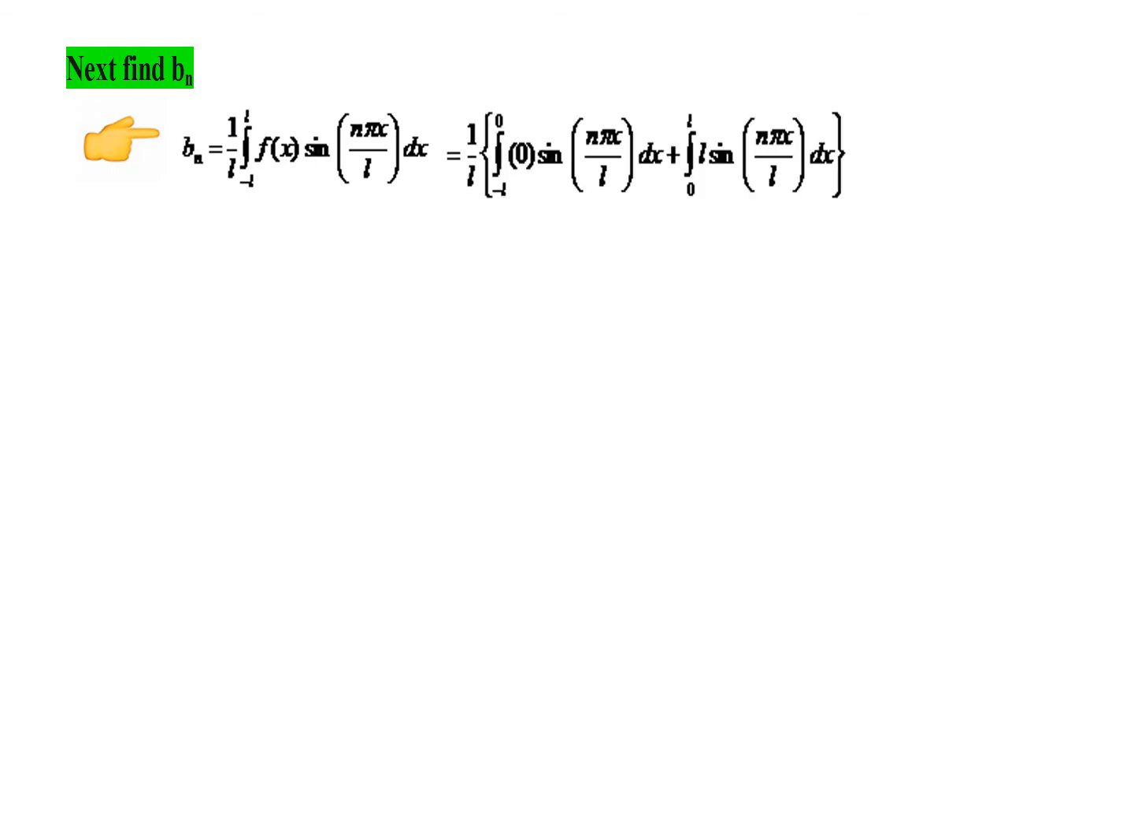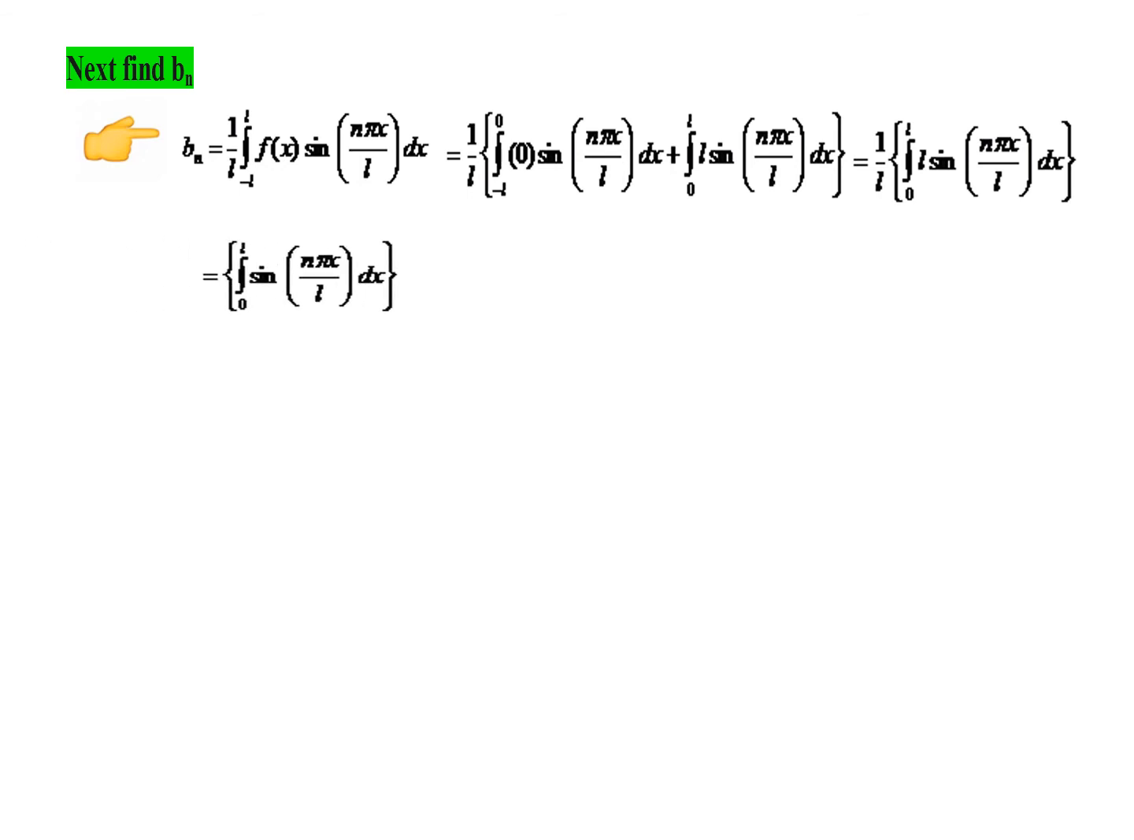Similarly, let us move on to find the last Fourier coefficient Bn, and this is the formula for Bn. As usual, split into two halves. From minus L to 0, the function is 0. From 0 to L, the function is L. So it will have just one term, L into sine n pi x by L dx. Again here L and L will get cancelled.